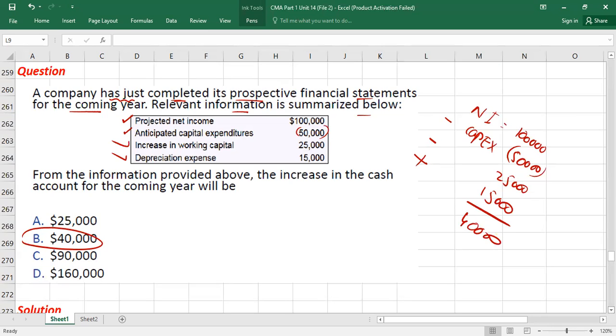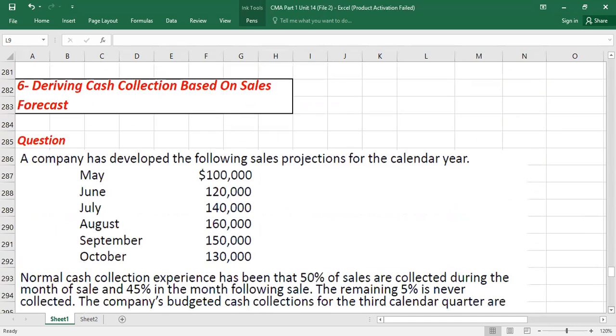Then guys, there is another kind of question which could be tested. He may give you the data and we are going to learn now how to derive cash collection based on sales forecast. Then I'll reverse it, so we can calculate cash payments based on purchases forecast. So here we go. This is another type of question, and this is the most common way of testing in your exam. So how it is going to work, let's do it directly with the help of a question.